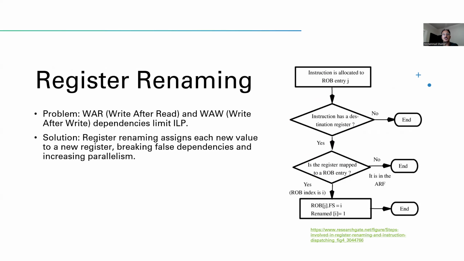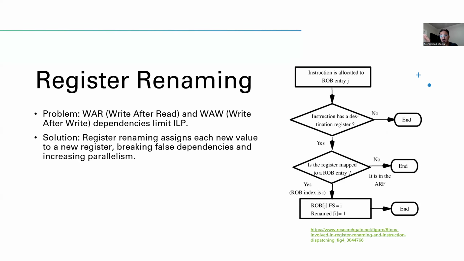Next, we'll be going over register renaming. For example, over here we have a problem: a write after read and a write after write. Their dependencies limit the ILP. The solution to that is register renaming, which assigns each new value to a new register, breaking the false dependencies and also increasing the parallelism.